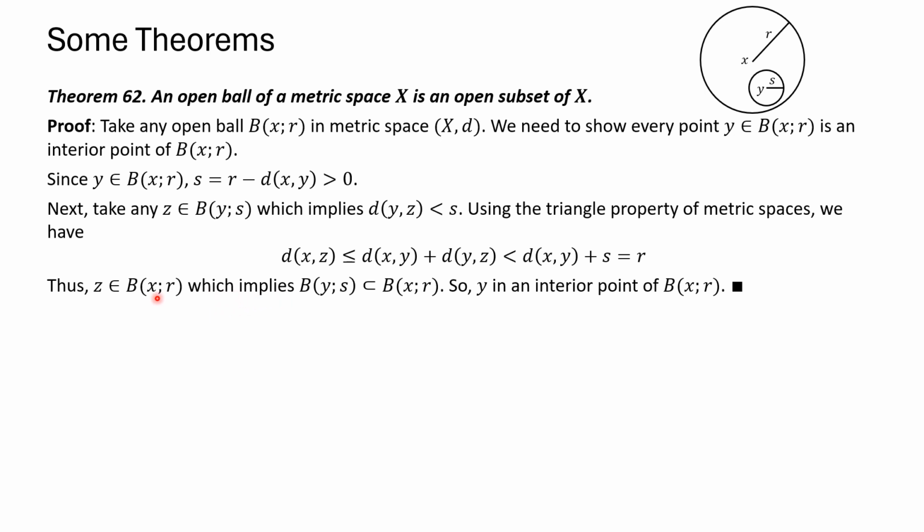So every point in this ball here, we took a general point Z. So any point in this open ball is also in the larger open ball B of X, R. So Y is an interior point of B(X, R), the open ball centered at X with radius R. And that implies, since we took any point Y in here and we showed that it's an interior point, that every point is interior to the open ball. And that means this open ball is an open set.